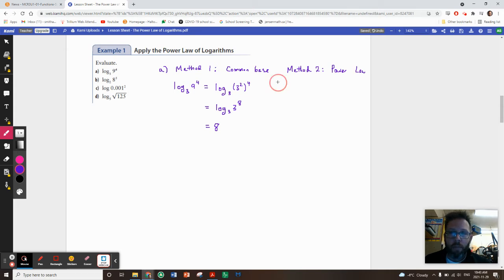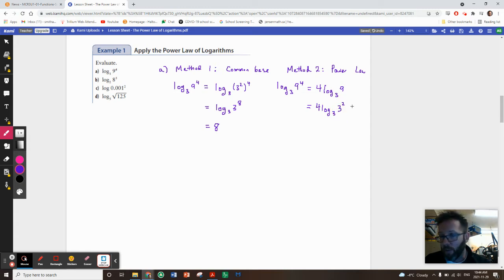So what would that look like? We have log base 3 of 9 to the power of 4. Using our power law, this is equal to, we can bring down that 4. This is 4 times the log base 3 of 9. And most of you hopefully shouldn't need to rewrite 9 as 3 squared to see that log base 3 of 9 is just equal to 2. But if you need it, you can show this extra step.